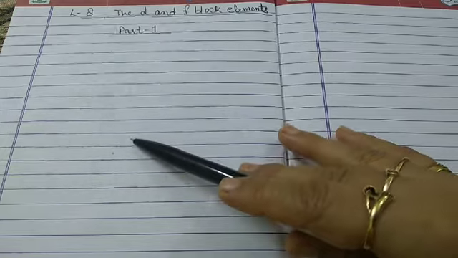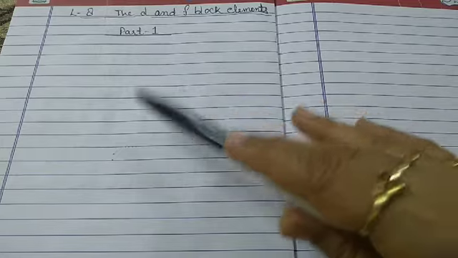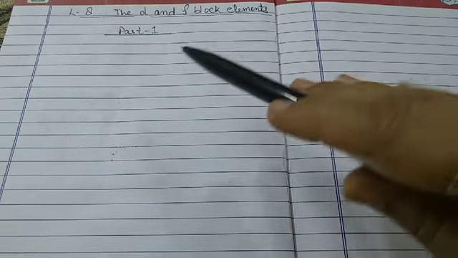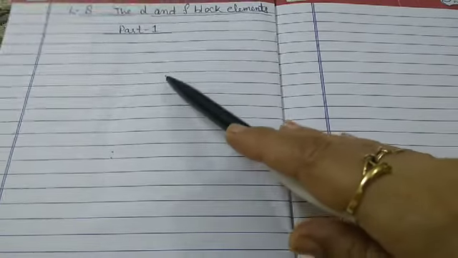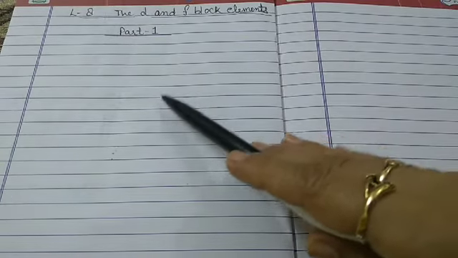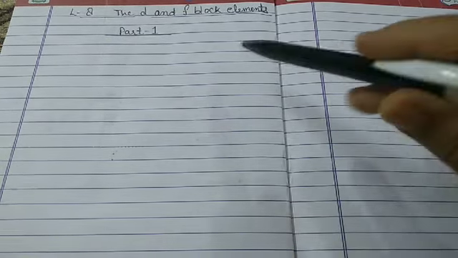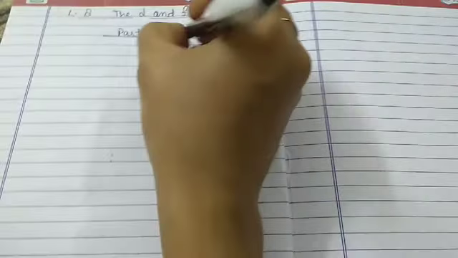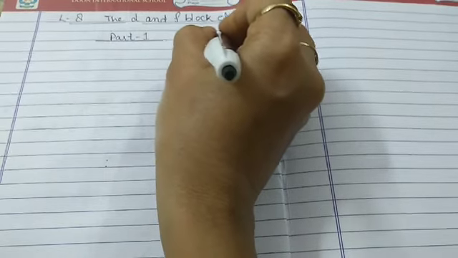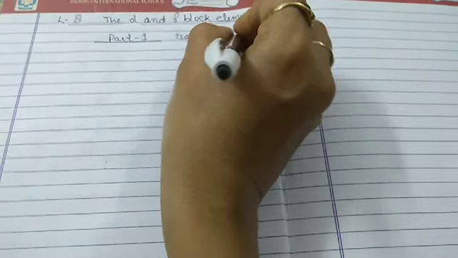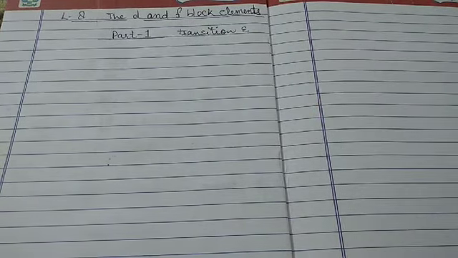the elements of the S block and the elements of the P block, because it is intermediate between the S and the P block. The elements present in the D block possess properties intermediate between the S block and the P block. The D block elements are also known as the transition elements, and the meaning of transition is change.